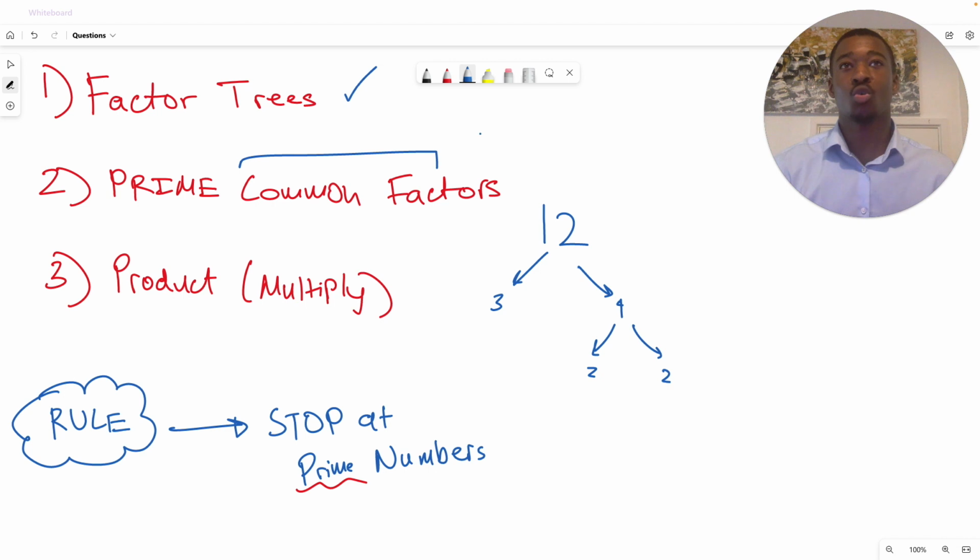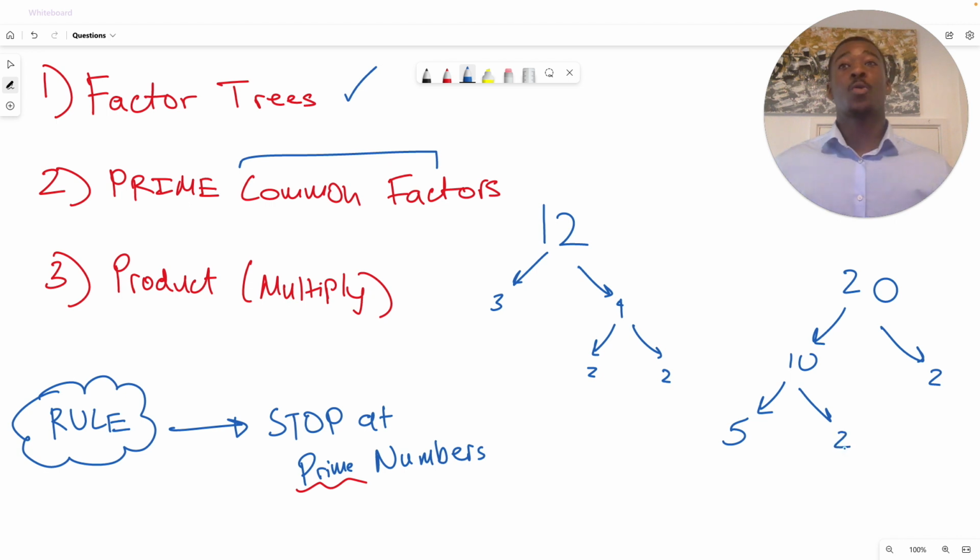So quickly, let's draw the factor tree for 20. 20 can be 10 and 2. We stop at 2, we can break down 10 further. 10 can be 5 and 2. So now we have 2 factor trees, and we can identify our prime common factors. So we have prime numbers 3, 2, 2, and 5, 2, 2. But we don't just want prime numbers, we want prime common factors. They need to be shared across both factor trees.